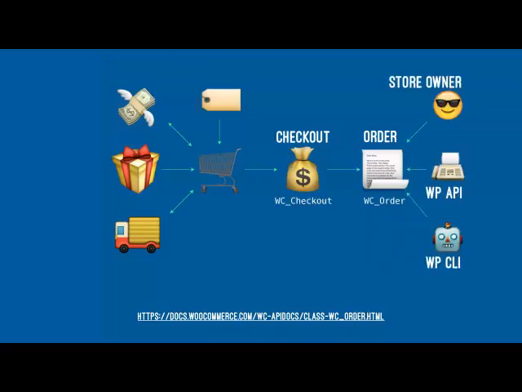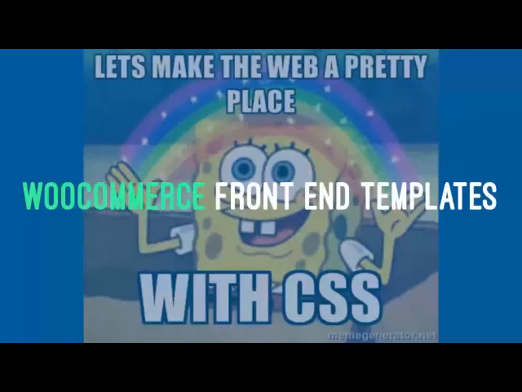And orders, like coupons and like products, can be created manually by the store owner, so they don't actually have to come through checkout. They can also be created through the WP API and the WP CLI. So let's have a look at how WooCommerce displays some of these things on the front end.